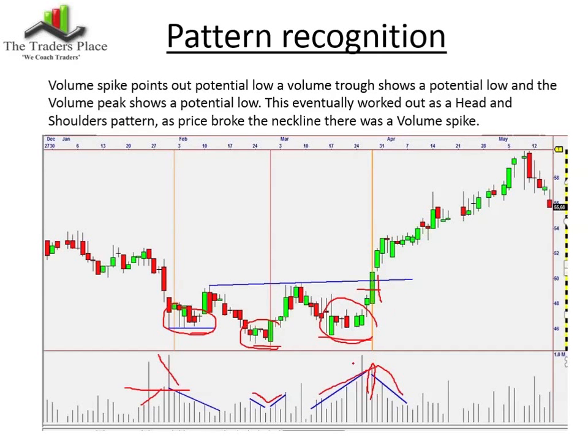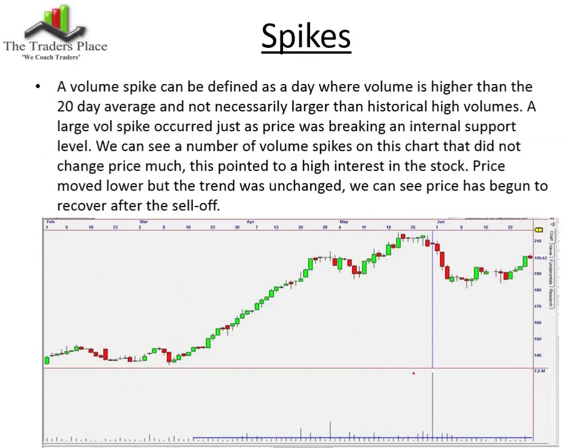You can see the same thing in triangles. What I'd like to see in a triangle is the volume peak on the break, or a volume spike on a break of a triangle, or any of the other chart patterns. An increase in volume above the average is normally a good indication of buying pressure, or even selling pressure if it's to the downside.